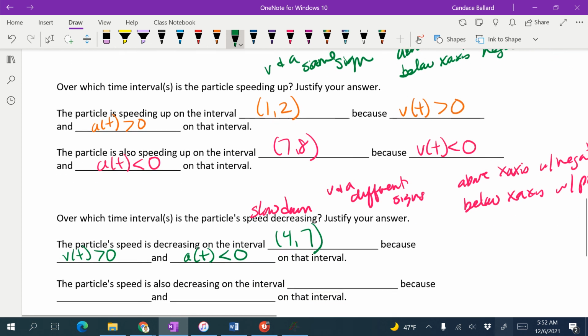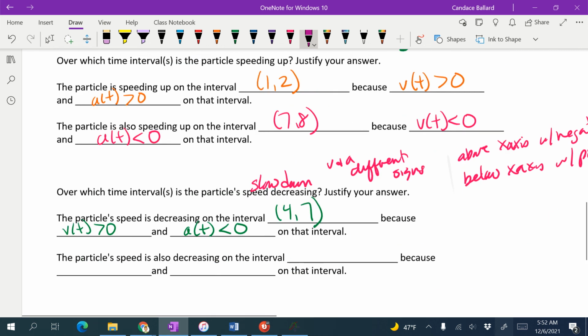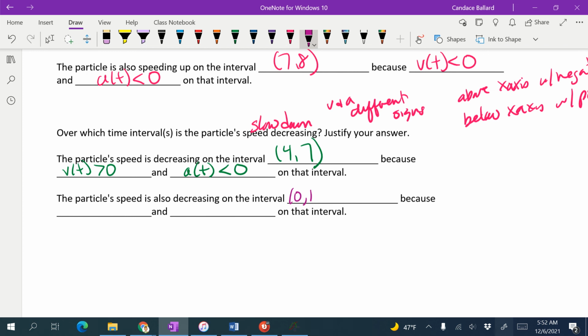All right, now we're going to do below the x-axis and a positive slope. So it looks like I may have needed more blanks. Below the x-axis and a positive slope, it looks like I have an interval here and an interval here. So it looks like there's two places. So we're going to go from 0 to 1 and from 8 to 10, because our velocity is less than 0, it's negative, and our acceleration is greater than 0, it's positive.